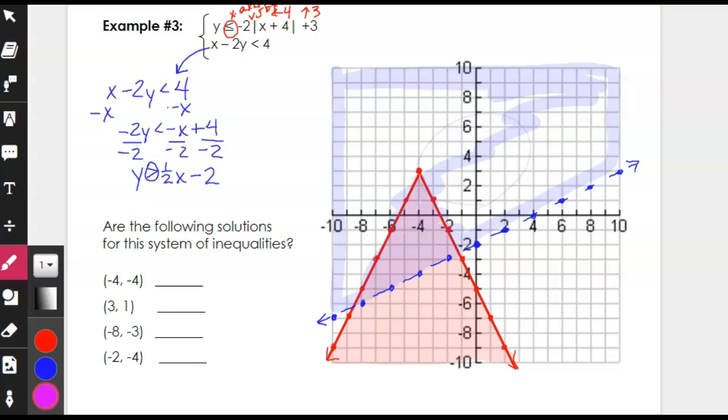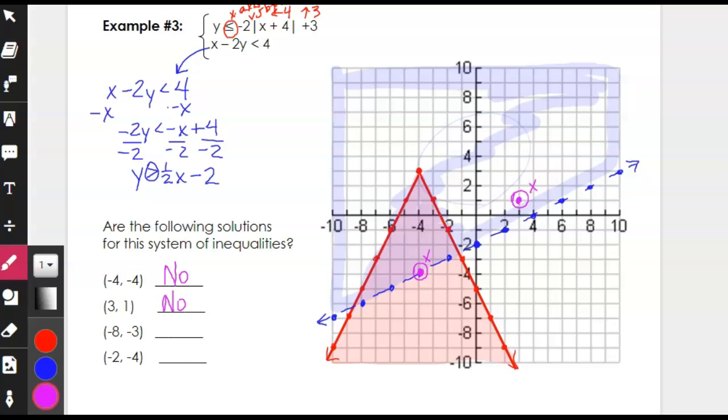There. So I want to know if the following points are solutions to the system. Are they in the overlapping shaded area? Well, the point -4, -4 is right here. That's in the red shaded area, but that's on a blue dotted line, and that's not in the solution set, so no. The point 3, 1, I didn't even finish shading that blue area, and it's not in the red shaded area, so no, this is not a solution.